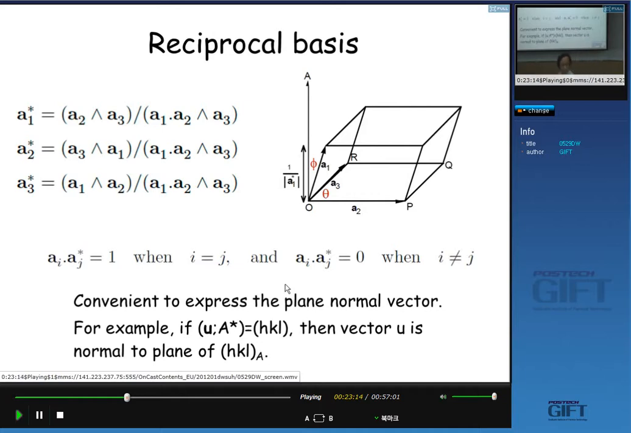With the real basis A1, A2, A3, the basis of the reciprocal lattice is defined with this one. A1 star is the cross product A2, A3, divided by the dot product of A1 and the cross product of A2 and A3. It looks complicated, but it is not that complicated. Here, this term is the volume of the original unit cell.